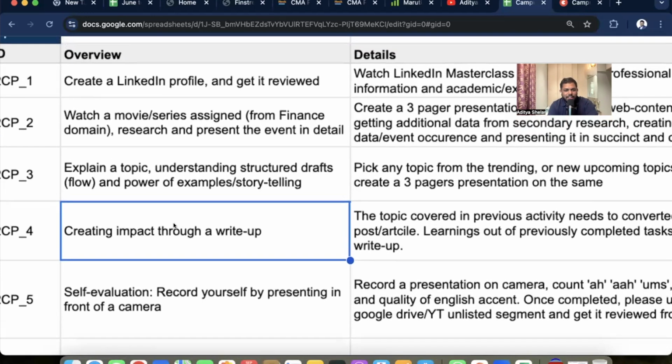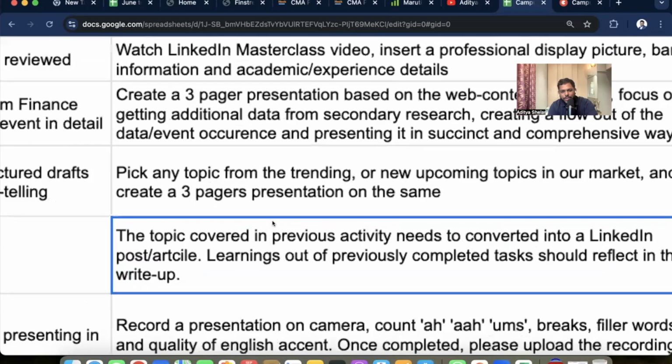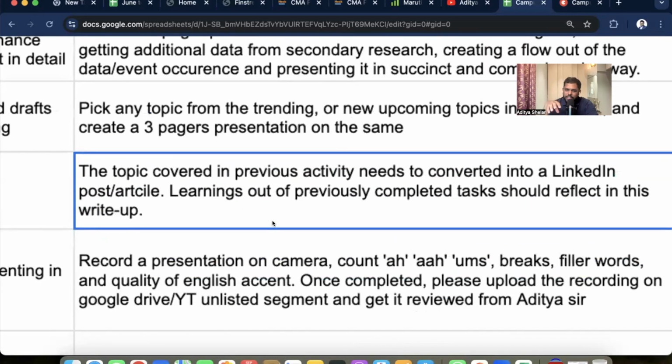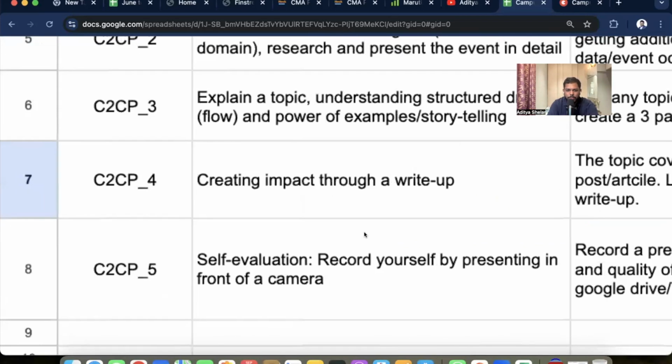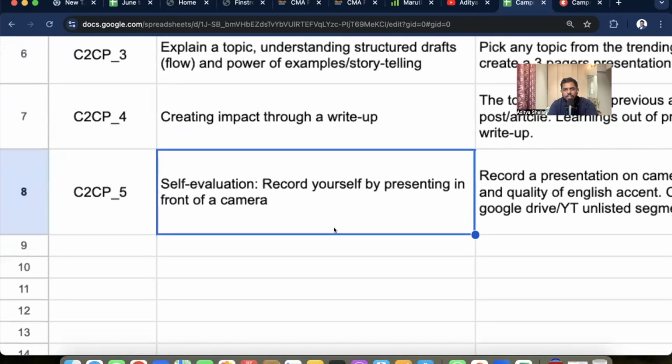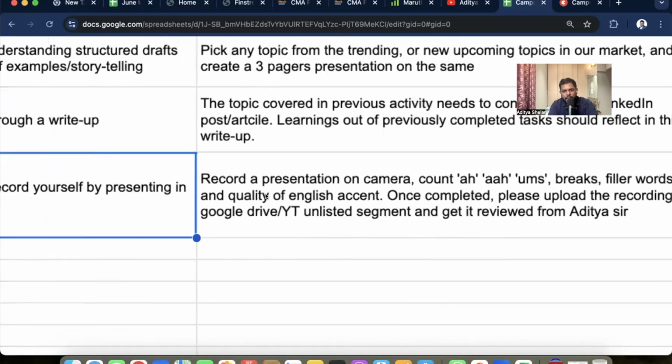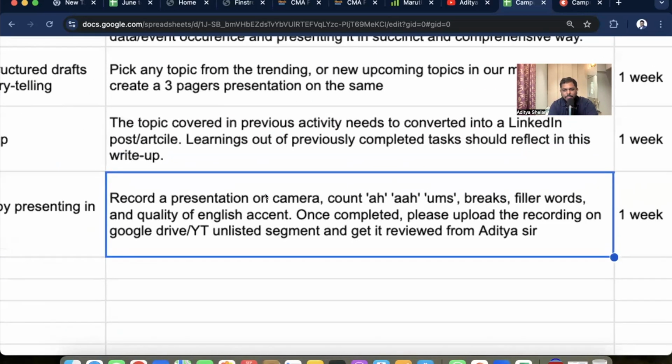Then is create impact through write-ups. Here I'll be teaching you how to write articles for LinkedIn, short form and long form, both. Once done, you'll get a call with me for feedback. Next is where we start with communication skills. Record yourself presenting in front of a camera. There are some guidelines on what you need to avoid, like breaks and filler words. There will be a topic given to you. You have to record a 2-minute speech on a topic, and I will evaluate your accent, way of talking, way of presenting, body language, posture, everything.